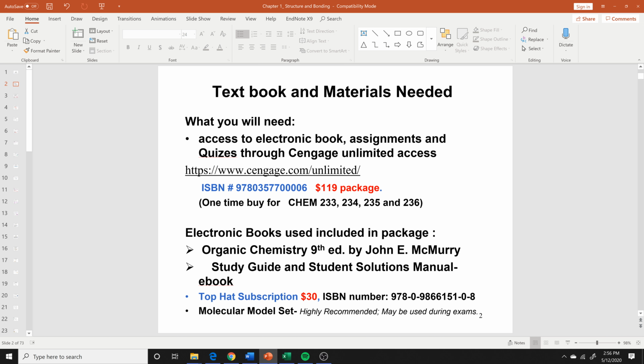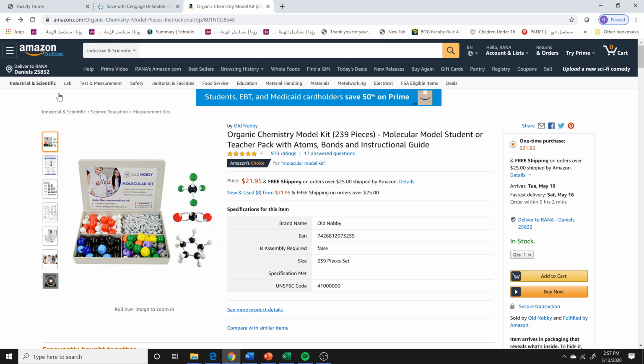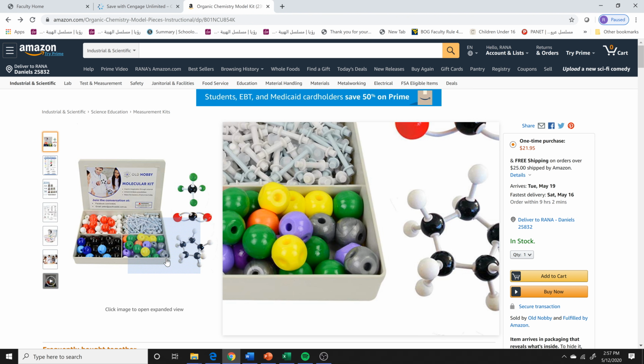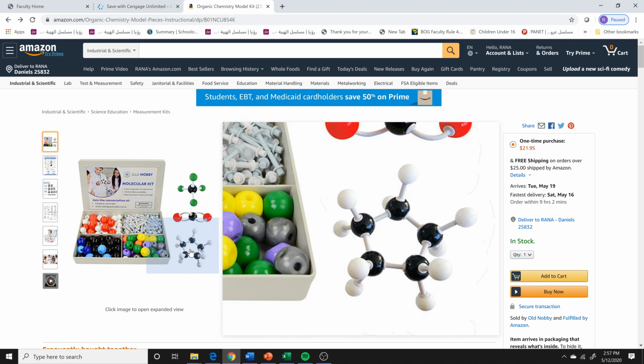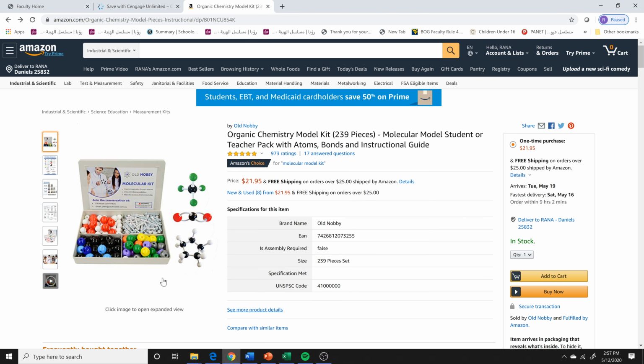You would also need for the course, this is recommended and it's not a must, but I would really recommend that you would get this because you would need it for chapters 4 and 5. The molecular model set, this is highly recommended. All what you need to do, let me show you. You don't have to go to Amazon, just type molecular model set, but this is what I want. This is like the best. The stick model is not convenient, so the ball and stick model is the best.